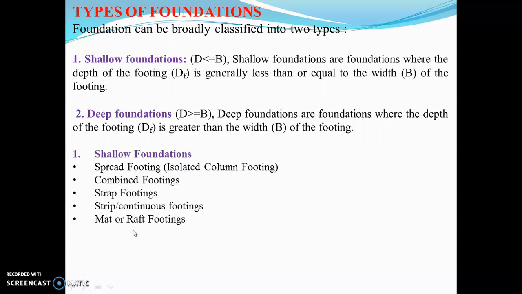Next, let us discuss the shallow foundation. What are the different types of shallow foundations? The first one is spread footing, also called isolated column footing. Second one is the combined footings. Third one is strap footings. And fourth one is strip or continuous footing, and the last one is mat or raft footing.